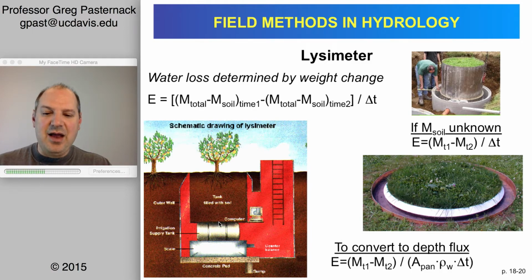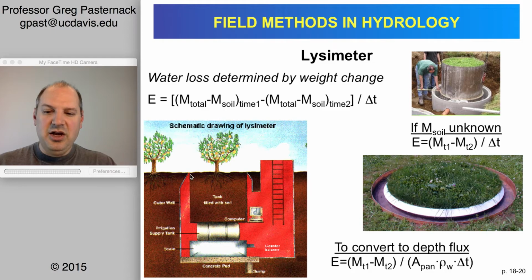So instead of doing that, we offset a lot of the weight with a counterweight, and therefore you could use something that only has to measure a much more sensitive range of weight. So we have evaporation equals the total mass of the system minus the mass of the soil at time 1. So that difference is the mass of water, assuming all that's here is, okay, you've got vegetation and whatever here too, but it's basically the water at time 1 minus the mass of water at time 2 divided by time, and that's your mass flux.